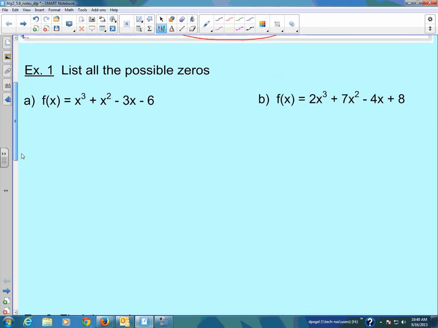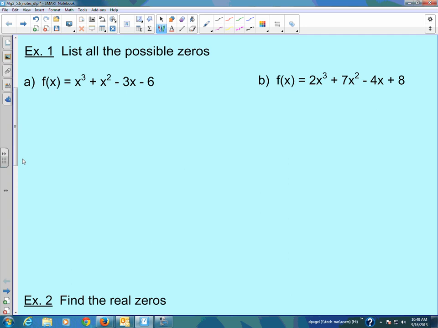List all the possible zeros. So all we're doing right now is listing what they could be. These are the ones that may give us a zero. They don't all have to work, but let's see what we get. We look here, and our leading coefficient, which is where I'm going to look at my q's, is 1. I look here, my constant term is the p. First, I make sure my polynomial is all in descending degree order, and we're good there.